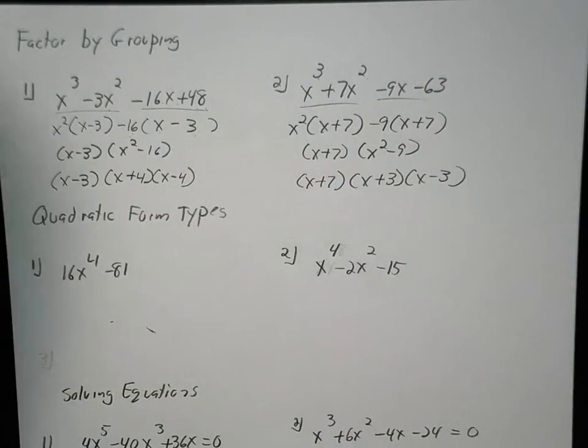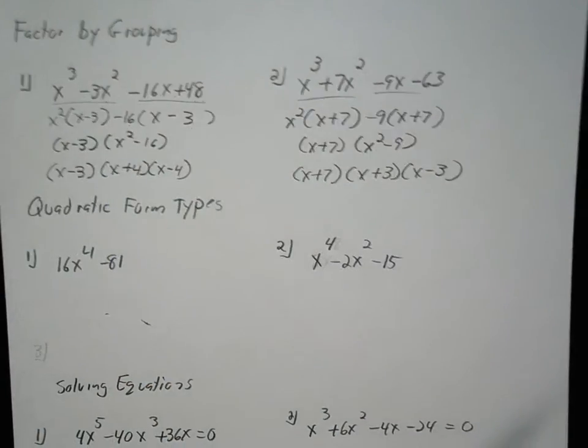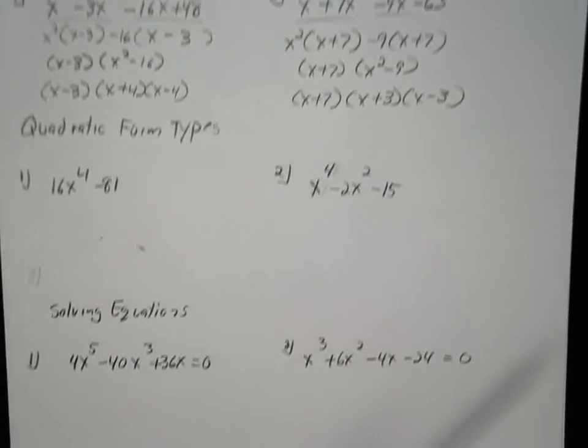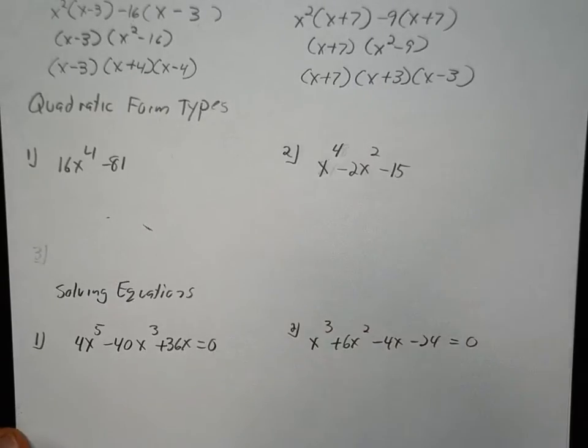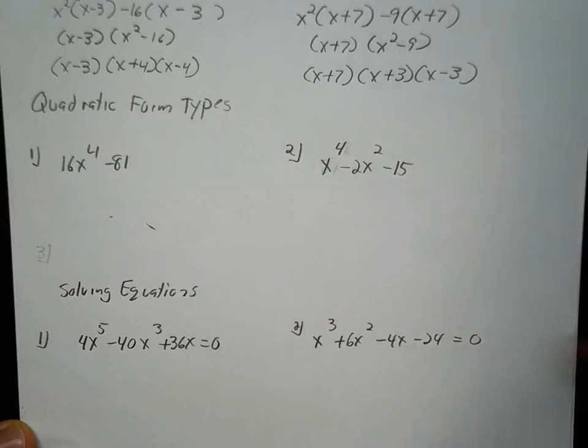Okay. So that's factoring by grouping. Anytime we see a cubed, a squared, an x, and a constant, consider factoring by grouping. Quadratic form types. These are in a form for standard factoring but are different exponents.